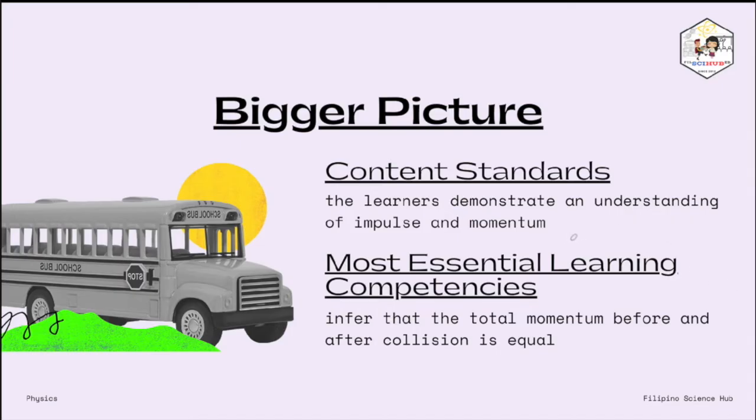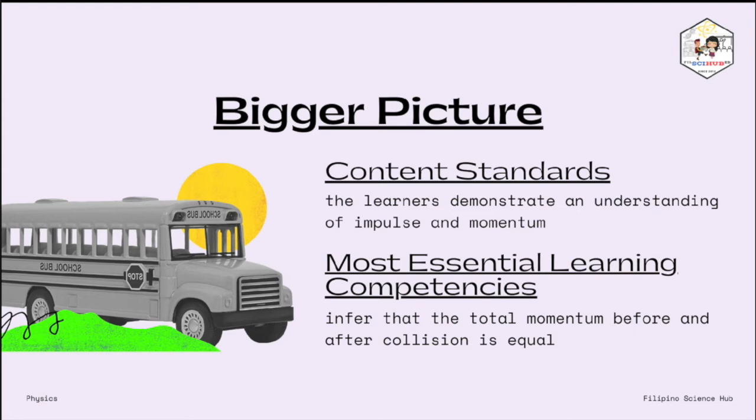Before proceeding to our learning guide, let us first take a look at our content standards. Content standards: the learners demonstrate an understanding of impulse and momentum. So for this learning guide, we will deepen our understanding of impulse and momentum through our MELCs, or most essential learning competencies. Infer that the total momentum before and after collision is equal. Specifically, a discussion on the law of conservation of momentum.